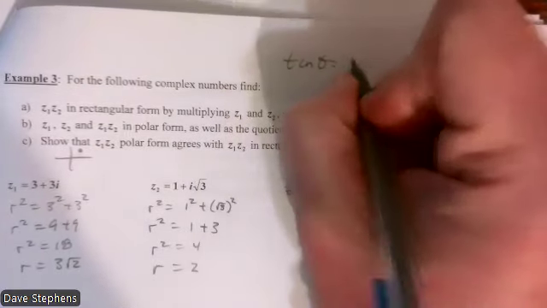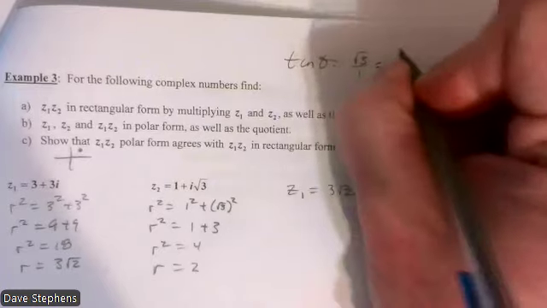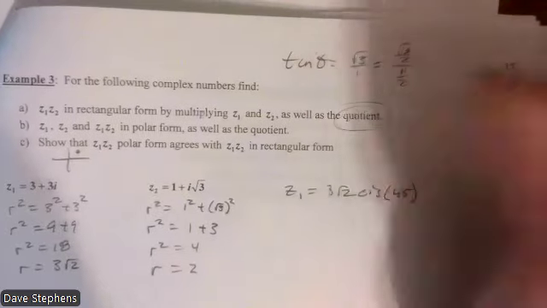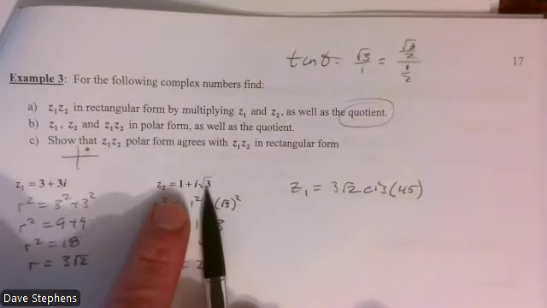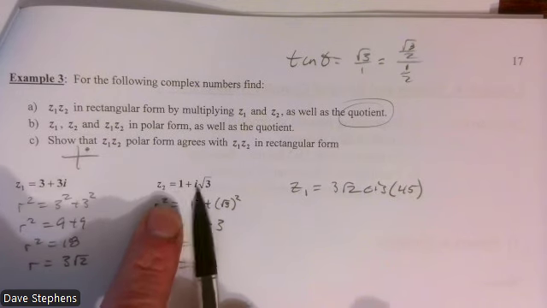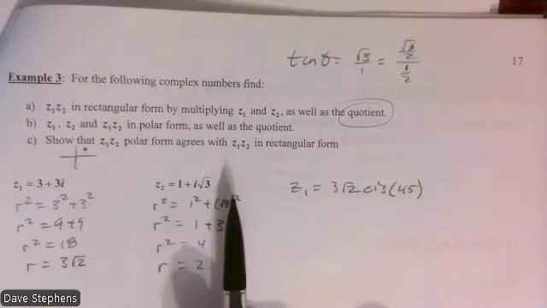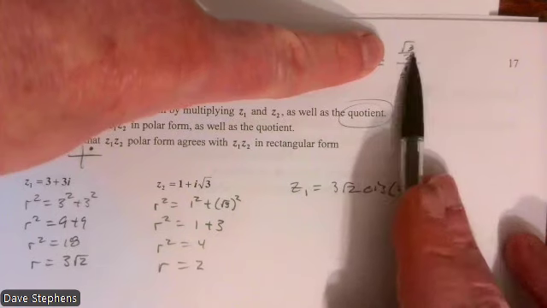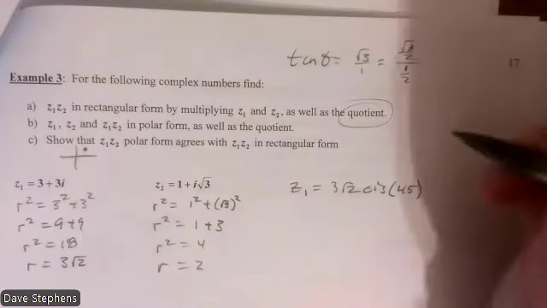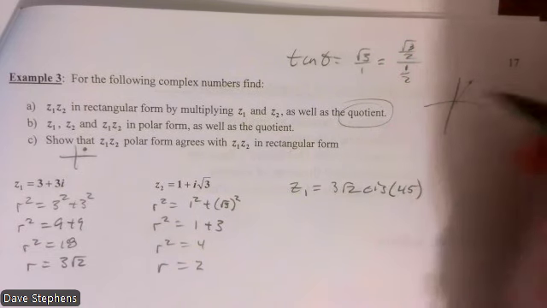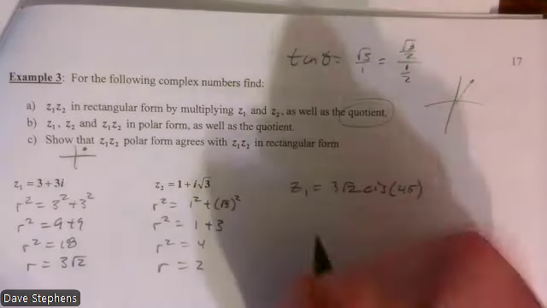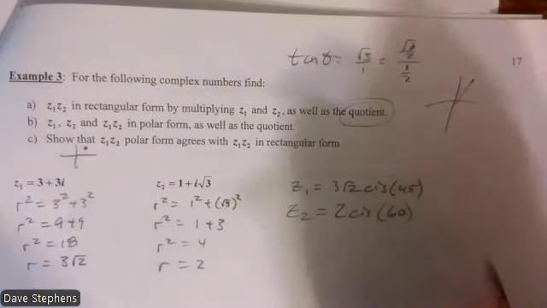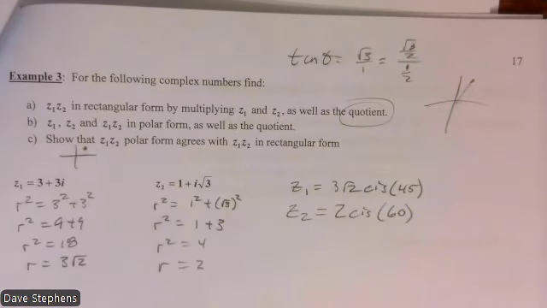So tangent theta is equal to root 3 over 1, which is the square root of 3 over 2 divided by 1/2. And it's all positive, right? I know I'm in the first quadrant here. A positive 1 and a positive root 3. It puts me in the first quadrant. So in the first quadrant, we have sine divided by cosine. So the sine, or my y value, is root 3 over 2, my x value is 1/2. That, my friends, is up here at 60 degrees. So we get Z2, R is 2, CIS of 60. This is working out really well.